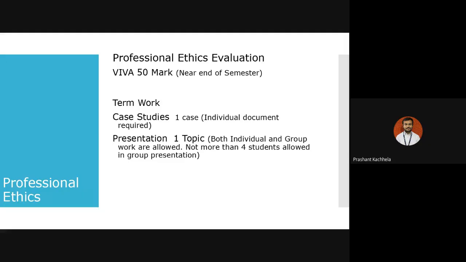So we do know that there is a 50-50 component. 50% marks is of Viva. That means 50 marks are for Viva that we are going to take at the end of the semester whenever the whole Viva schedule is there. So we are going to take our Viva there.